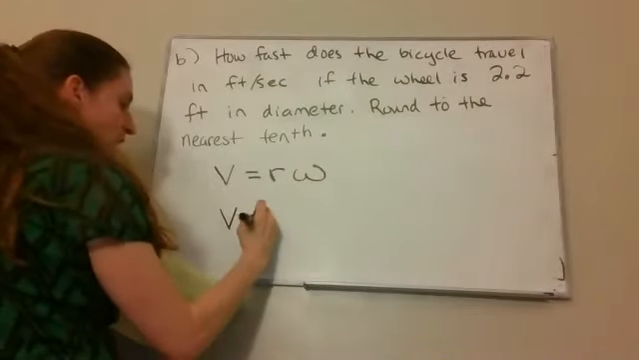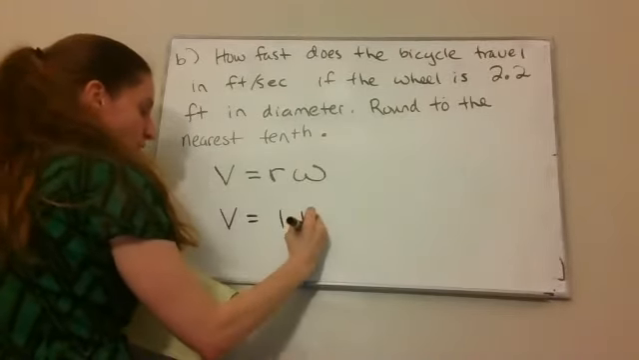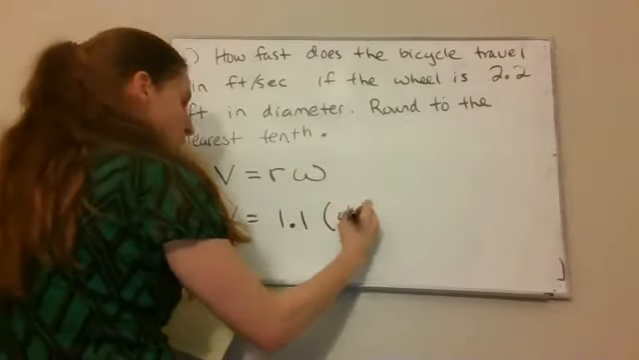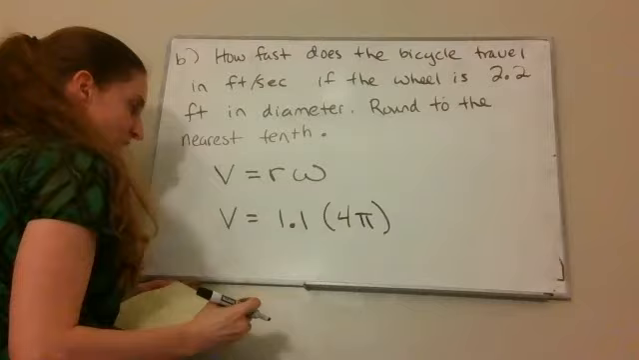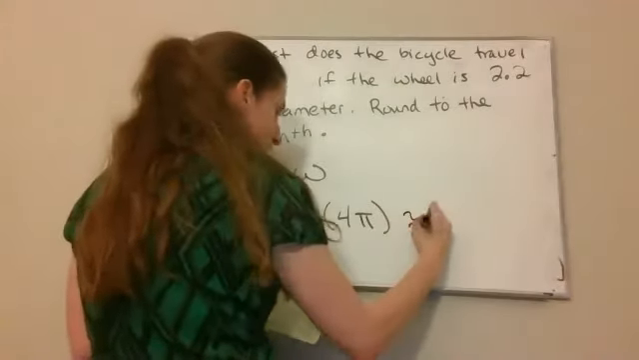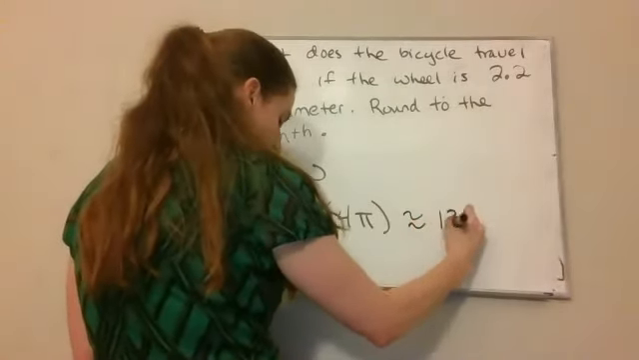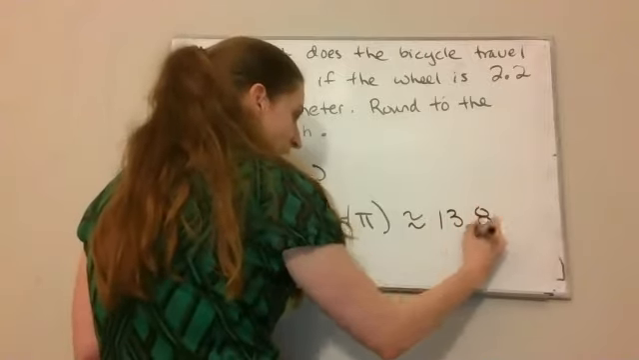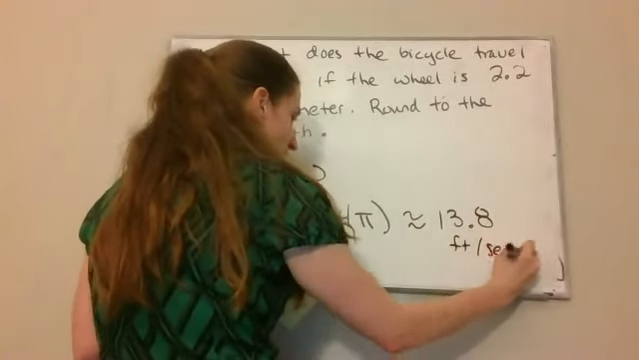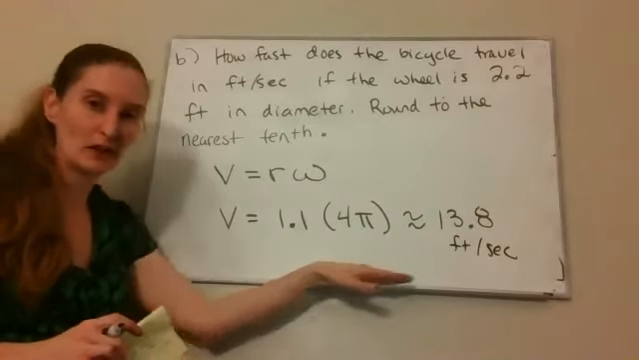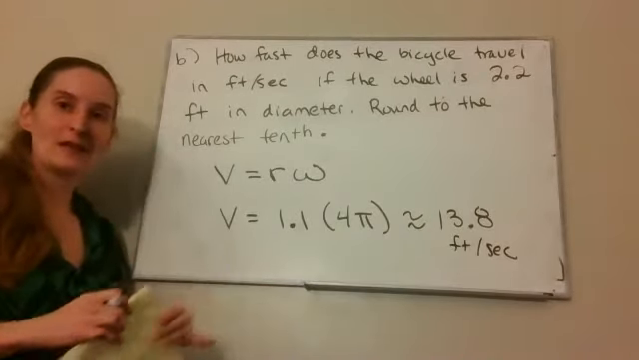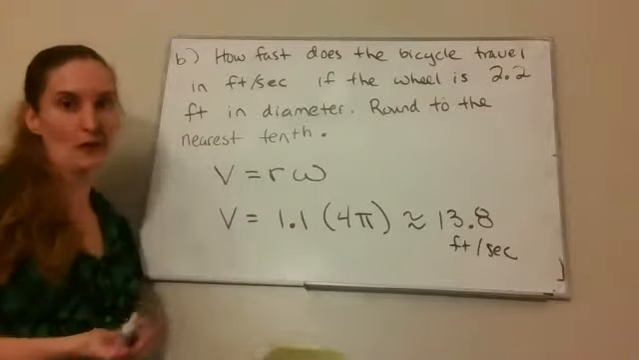So my linear speed is 1.1 feet times my 4 pi radians per second. And this gives me, if I type it into a calculator and round, 13.8 feet per second. So this is talking about how fast the bicycle is moving on the ground. The angular speed is talking about how fast the wheels are rotating.